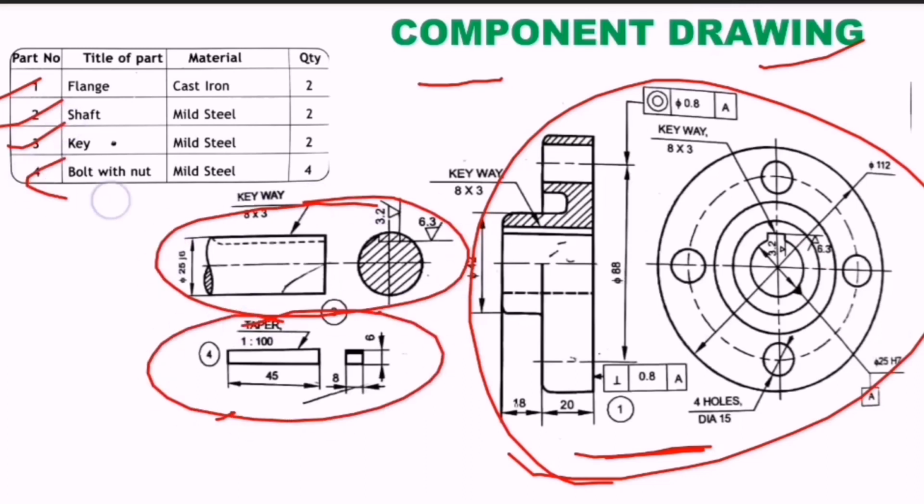Bolts with nuts are a common object. In every figure we are watching bolts and nuts. That's why here he went with only three different parts. So component drawing means drawing the individual parts, or part drawing. This is very important, dividing the assembled figure into individual parts. That is our component drawing.